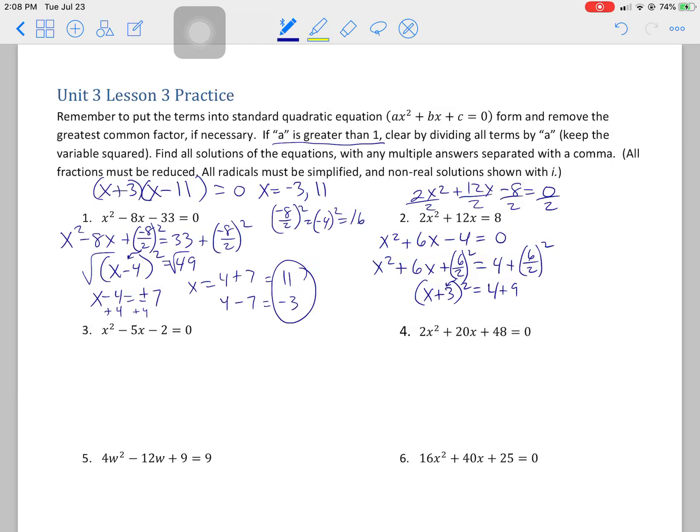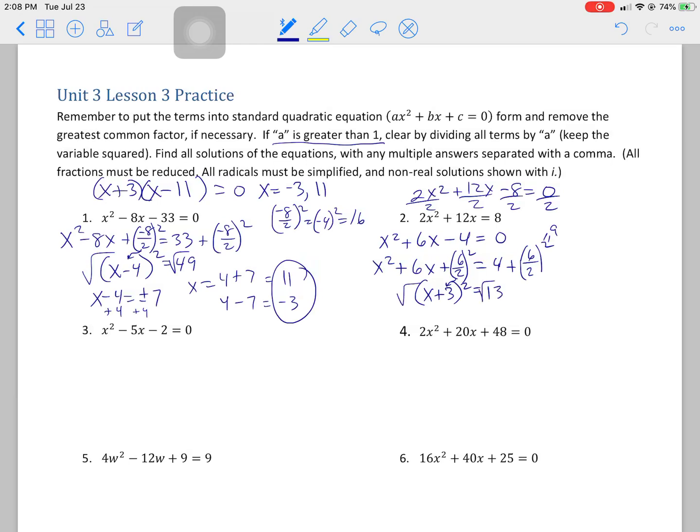So that's going to be 13. Let's just put that here. 4 plus 9, and that's going to be, this equals 3 squared is 9. Okay, so that means this is 13.